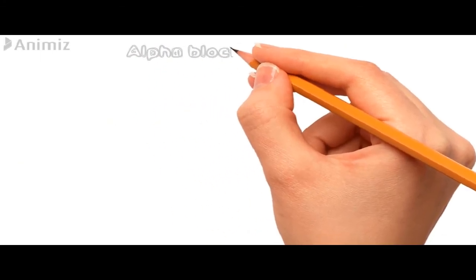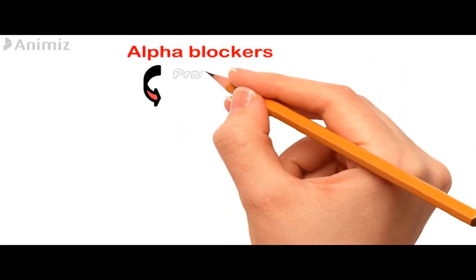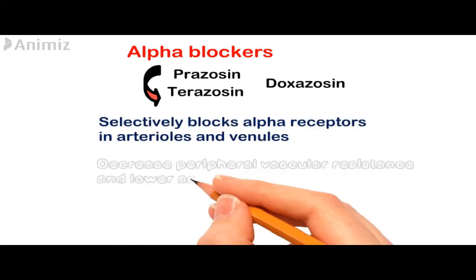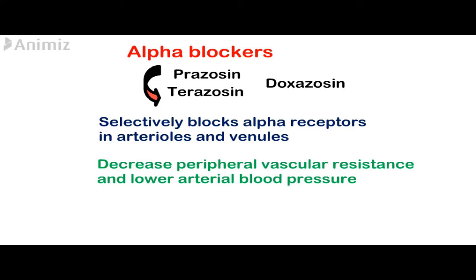Another antihypertensive drug group are the alpha receptor blockers. These drugs include the selective alpha-1 receptor blockers, which are prazosin, terazosin, and doxazosin. They selectively block the alpha-1 receptors in the arterioles and venules, and they decrease peripheral vascular resistance and lower arterial pressure by causing relaxation of both the arterial and venous smooth muscles. And they cause less reflex tachycardia than the non-selective alpha blockers.